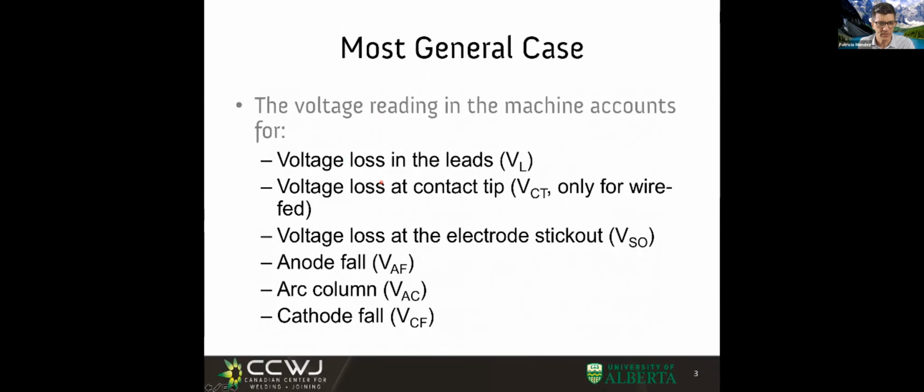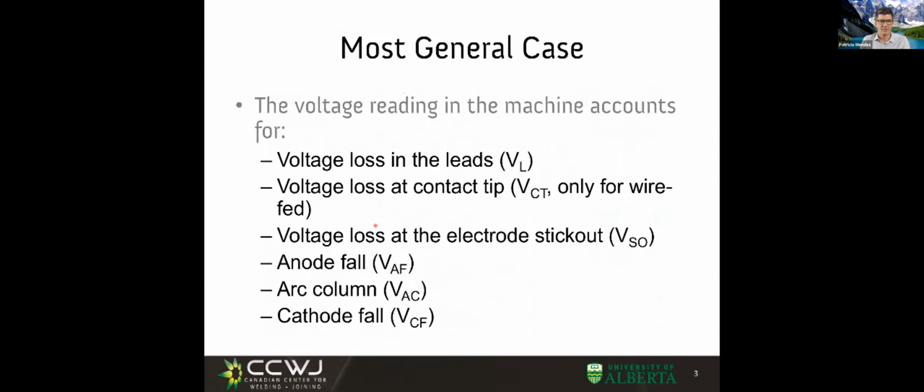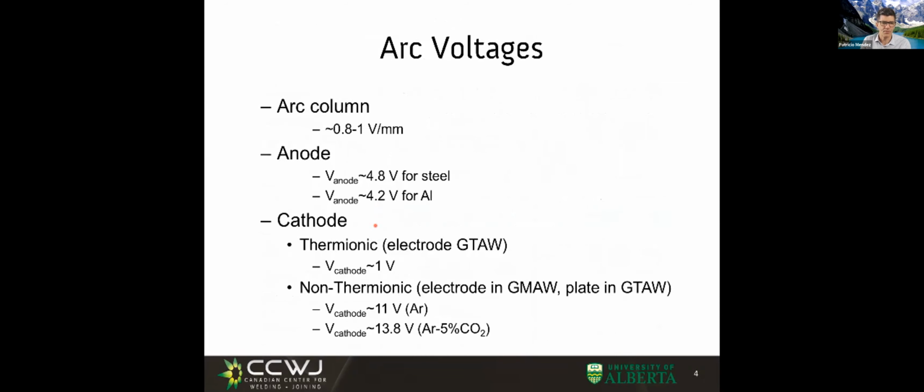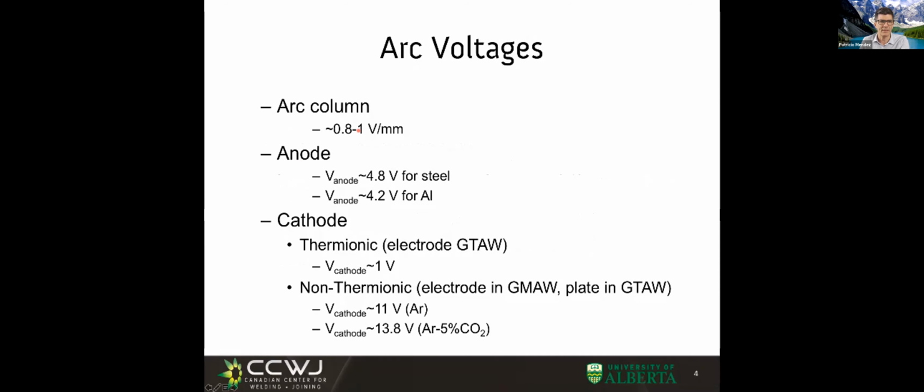So we have a voltage loss there, and then we have a voltage loss in the stick out, because if I have a current going through this electrode, I'm going to have a voltage loss. Sometimes it doesn't matter, sometimes it matters a lot, but it's there. So this is just reminding you that this slide has amazing information in it, and we're going to put it to good use. So let's start. This is about what's happening in the arc: column, and anode, and cathode.